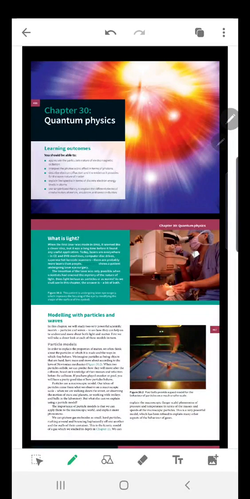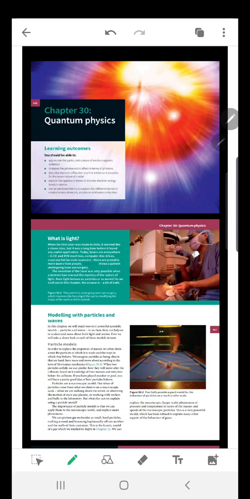Hello, everybody. So, today we are going to start our new chapter, which is chapter number 30, Quantum Physics. And it's a very interesting chapter in which you will actually know how the basics of quantum theories got developed. Even a concept of light is so complex and has so much in it. This is the beauty of quantum physics.